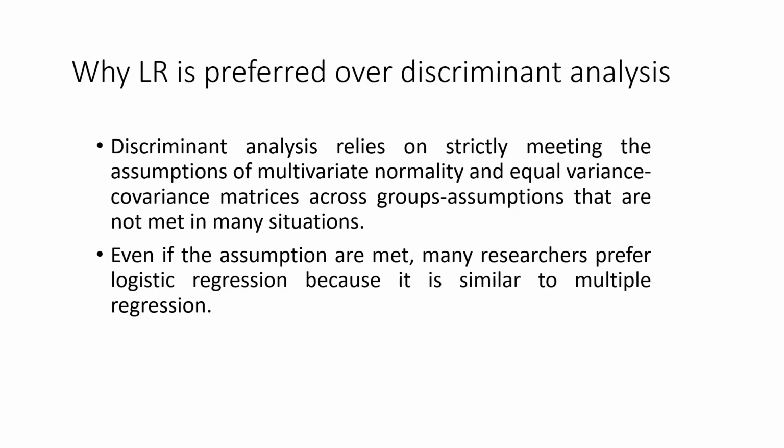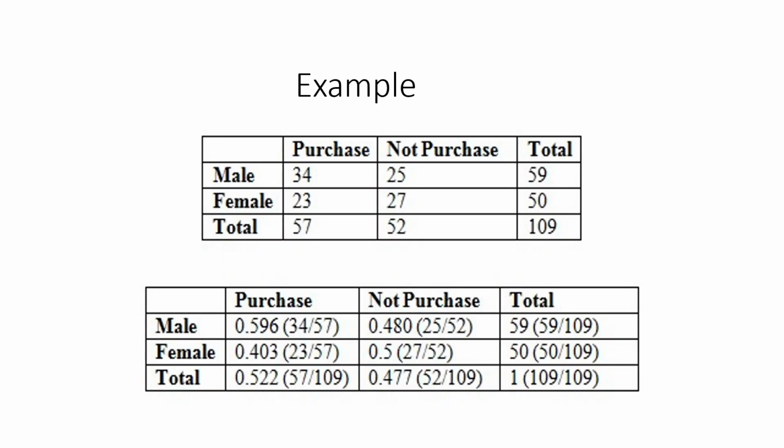Why are we not using discriminant analysis? Because in the case of discriminant analysis, we require multivariate normality. The assumption of multivariate normality should be met. If it is not met, then we cannot use discriminant analysis. But in the case of logistic regression, these assumptions are relaxed. Therefore, we can use it. We can also consider logistic regression as the non-parametric version of discriminant analysis.